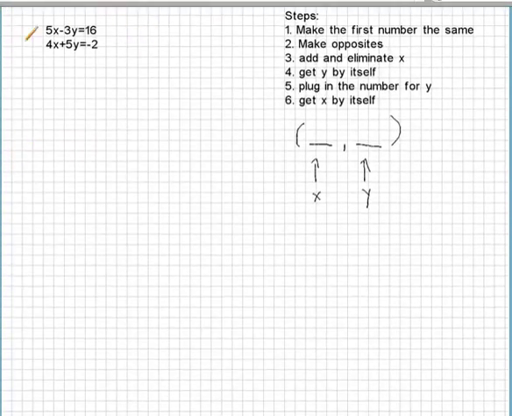Today we're going to be solving letter I in your problems, the system of equations that you sent us. These are the steps we're going to use to do it. Let's go ahead and start on step 1.